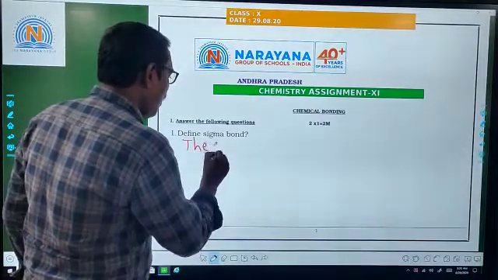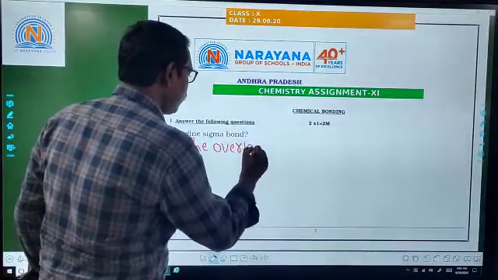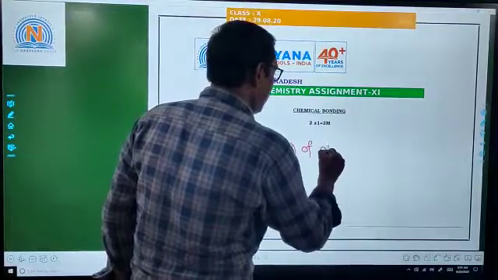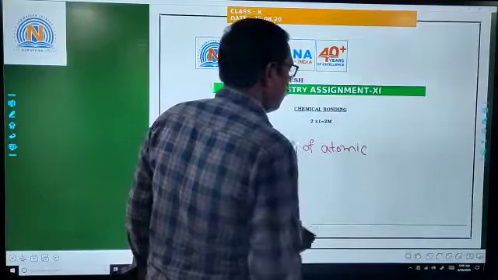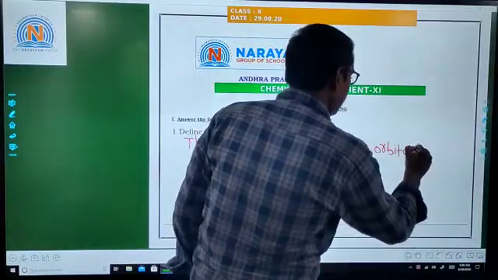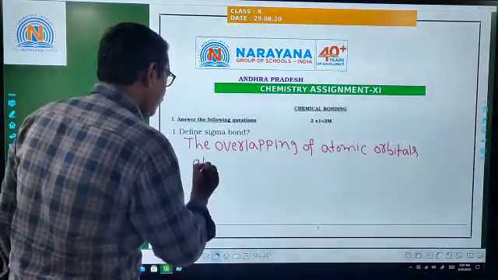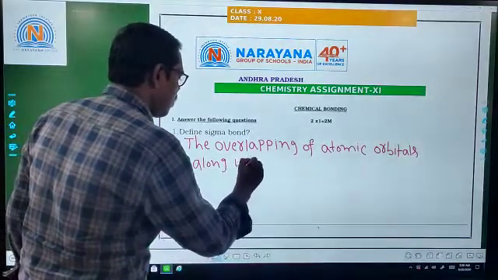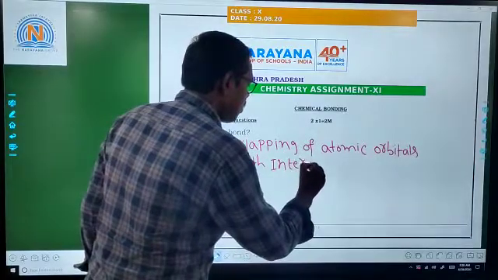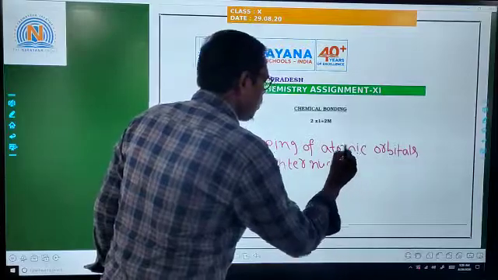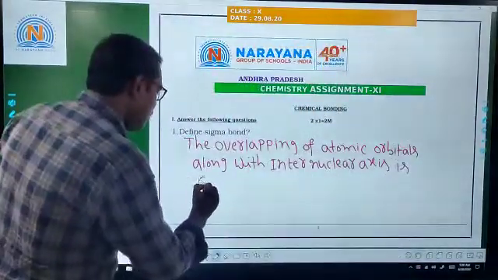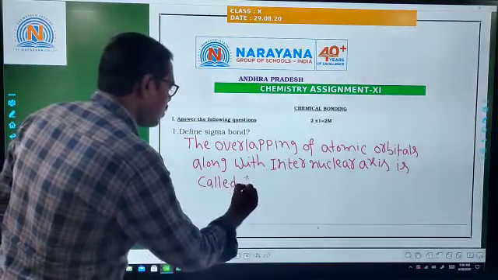So here sigma bond means the overlapping of atomic orbitals along with internuclear axis is called sigma bond.